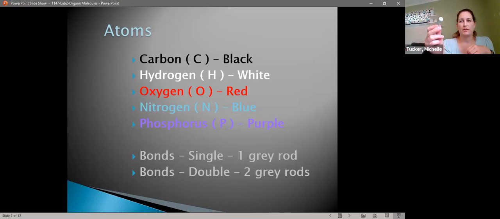So if you see a white atom, it's the atom hydrogen. It's representing the element hydrogen. Oxygen is represented by the color red. Nitrogen is represented by the color blue. And then we have phosphorus, which is represented by the color purple.